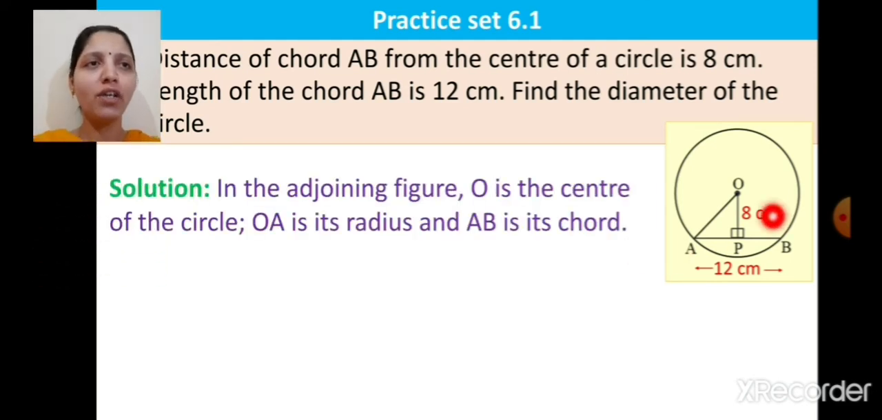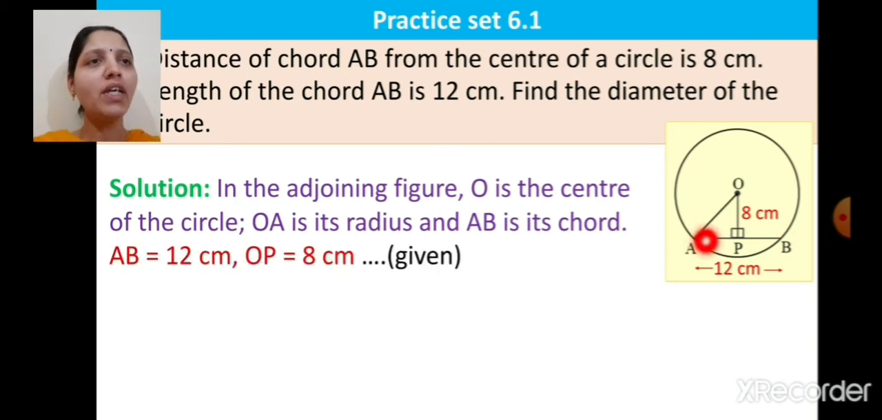In the adjoining figure, O is the center of the circle, OA is its radius and AB is its chord. Therefore AB is equal to 12 cm and OP is equal to 8 cm. It is given to us. Now in this figure segment OP is perpendicular to the chord AB.